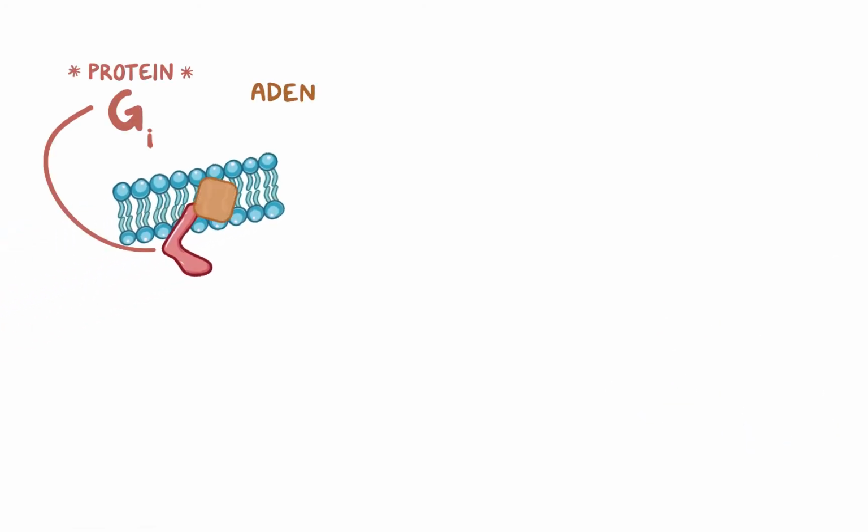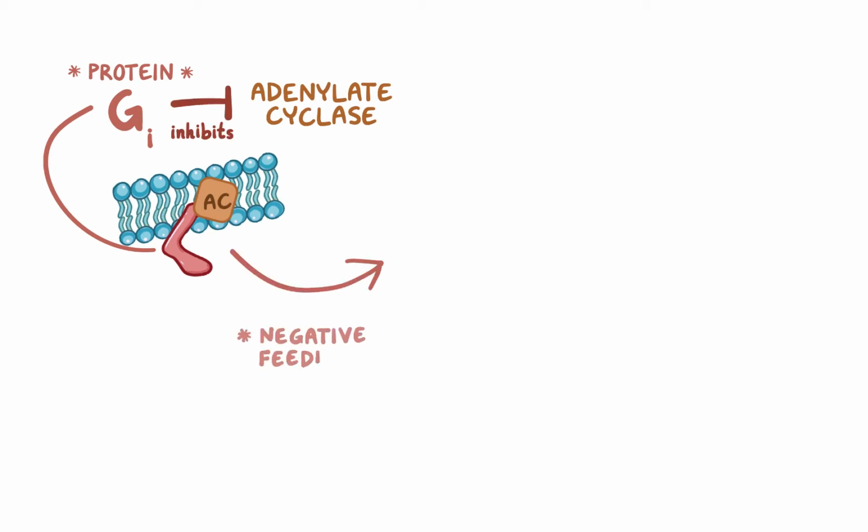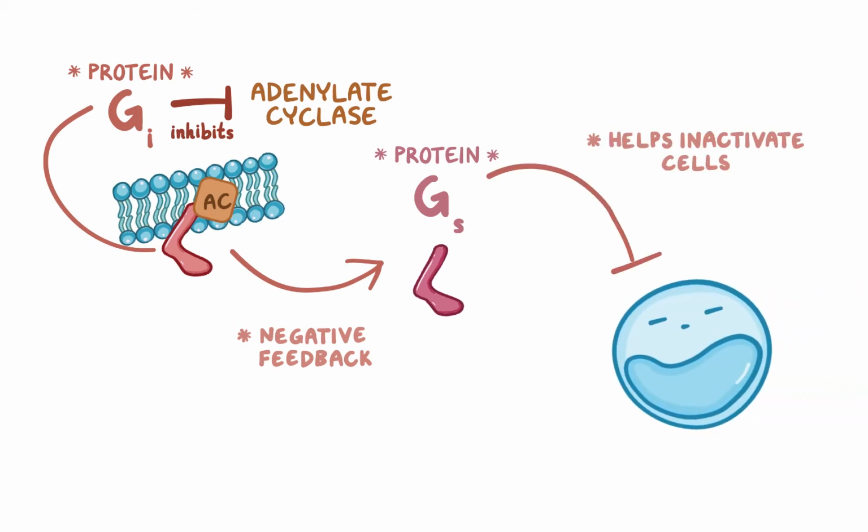Finally, there's the protein Gi, which is also bound to adenylate cyclase, but in this case, it inhibits it, causing negative feedback on protein Gs. This is particularly important in helping to inactivate cells.